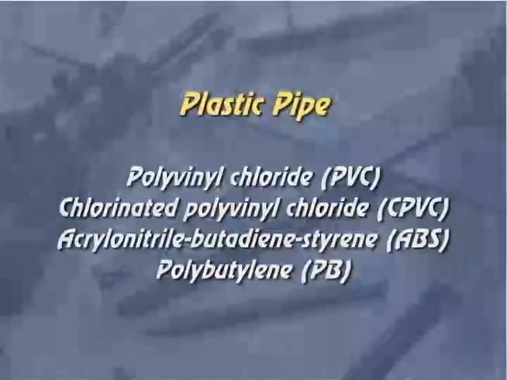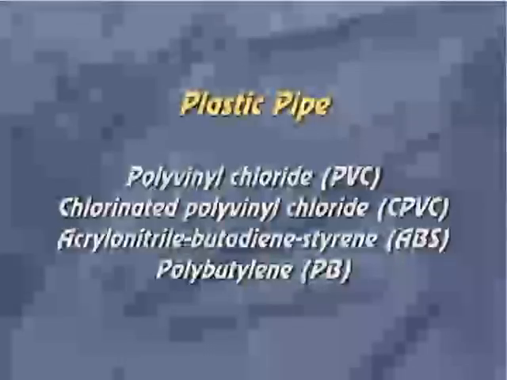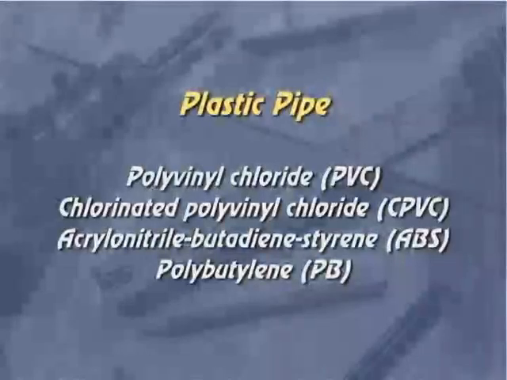Plastic pipe. Several different types of plastic are used to make pipe. For example, polyvinyl chloride, PVC, one of the most popular. Chlorinated polyvinyl chloride, CPVC, used for supplying water in pipes. Acrylonitrile butadiene styrene, ABS, typically seen in black applications, that is to say it's black pipe. And polybutylene, PB. Read through the rest of this, understand some basic differences between those four different types, and then let's go on to cast iron pipe.